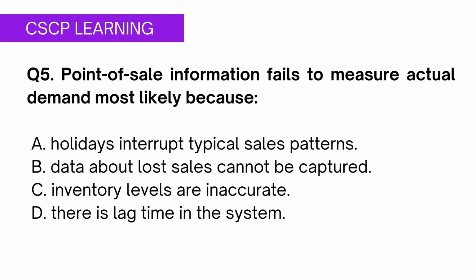Question 5. Point of sale information fails to measure actual demand, most likely because option A, holidays interrupt typical sales patterns. Option B, data about lost sales cannot be captured. Option C, inventory levels are inaccurate. Option D, there is lag time in the system. Let's evaluate all the options and find out the correct answer.